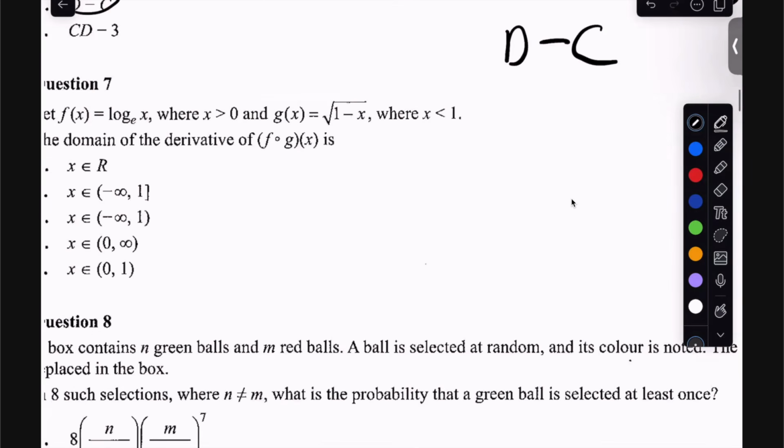Let f of x be equal to log base e of x, where x is greater than 0, and g of x is equal to the square root of 1 minus x, where x is less than 1. The domain of the derivative of f dash. So these are both defined for their maximal domains. Actually, this is not defined for its maximal domain because this one is not included at 1.